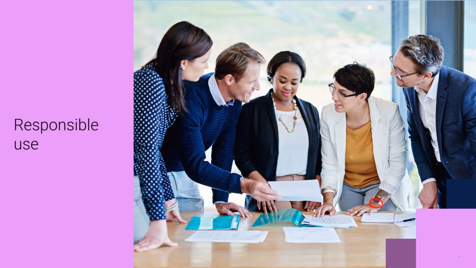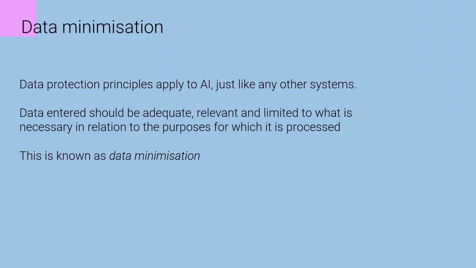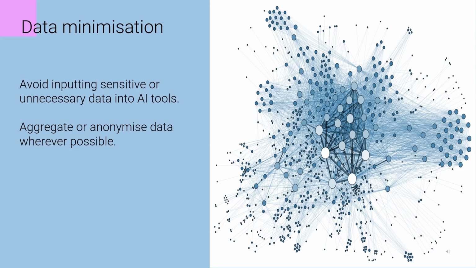Now we've seen a snapshot of how AI tools can help with productivity, we're just going to have a quick look at responsible use. Data protection principles apply to AI, just like any other systems. Data entered should be adequate, relevant, and limited to what is necessary in relation to the purpose for which it's being processed. This is known as data minimization. You should always avoid inputting sensitive or unnecessary data into the AI tools. Aggregate or anonymize any data wherever possible.